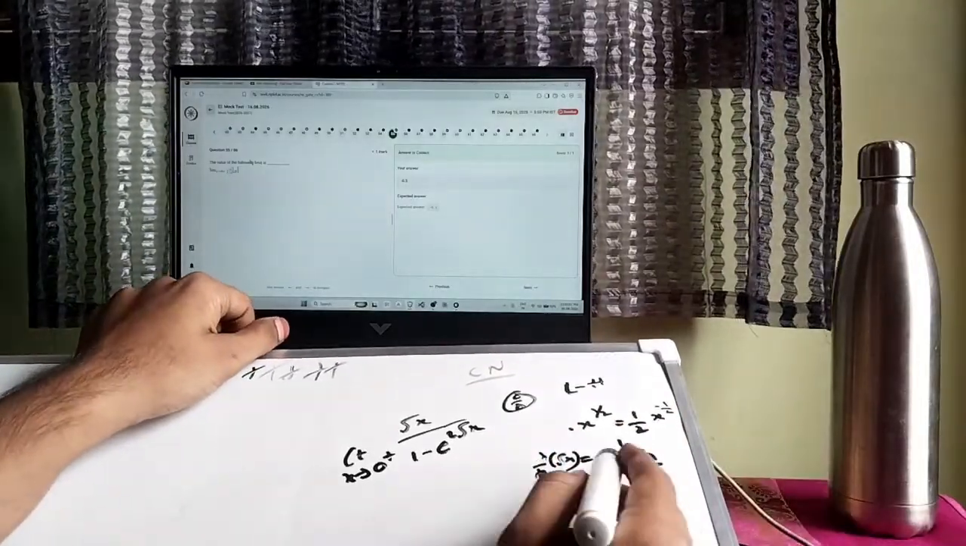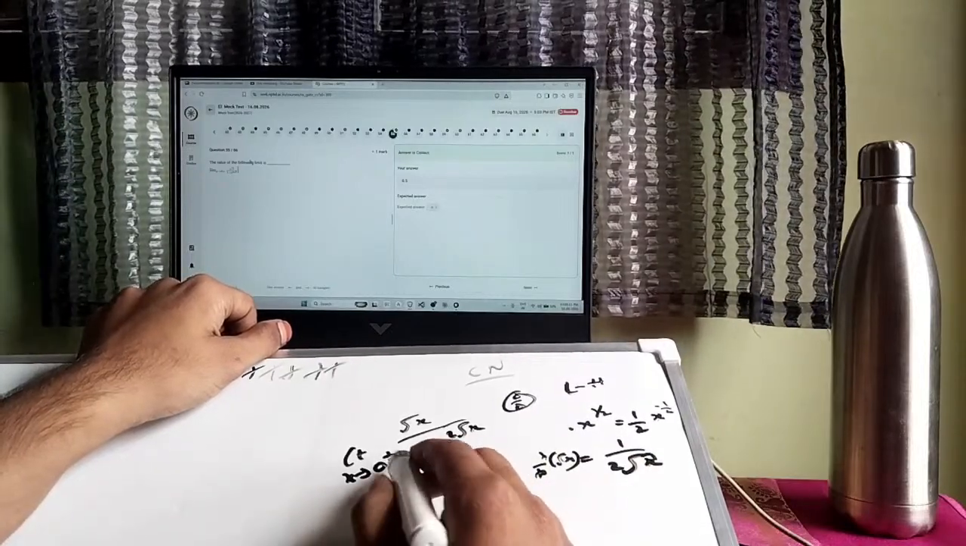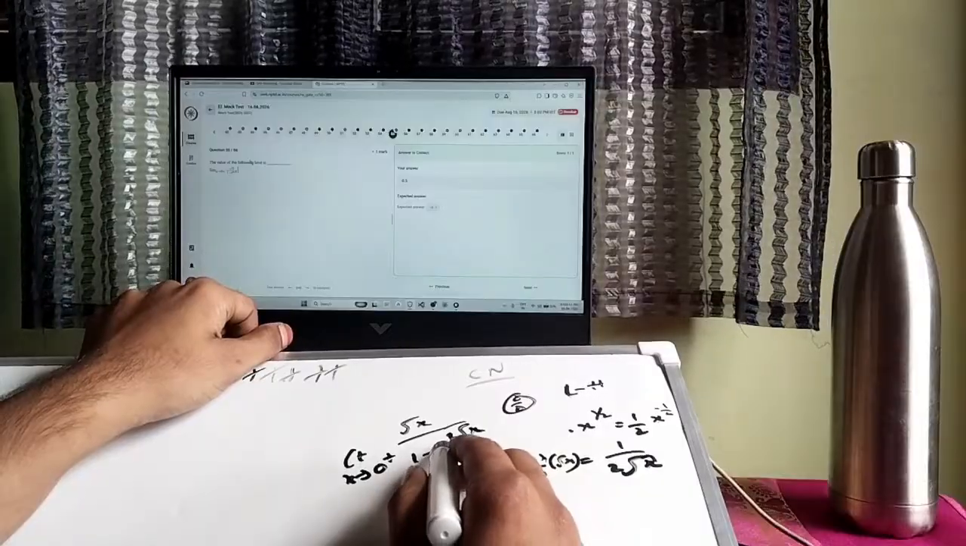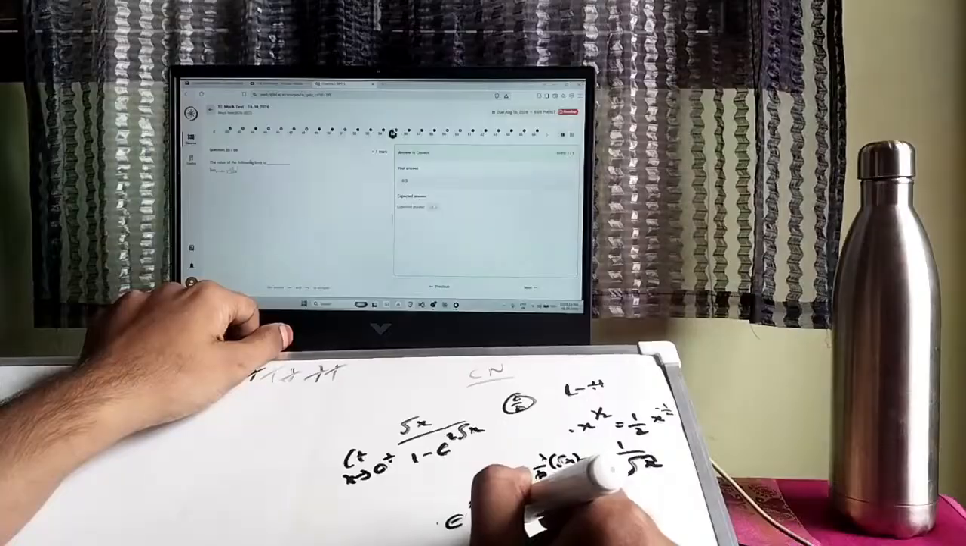Which is numerator and denominator, if we differentiate, 1 will become 0, and here it is negative. e power x is always e power x.